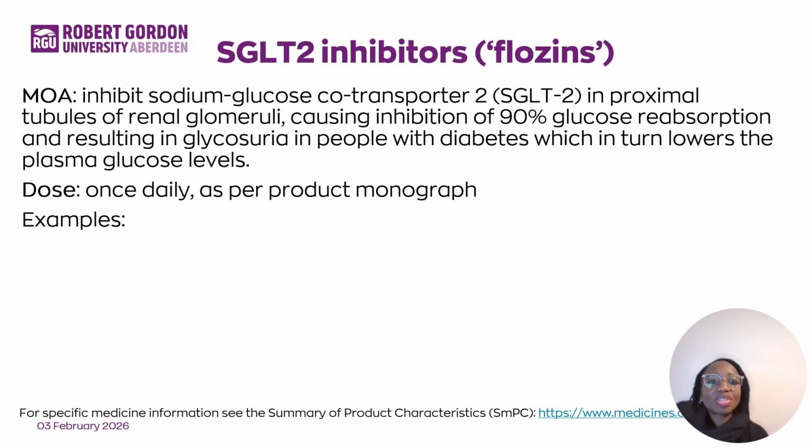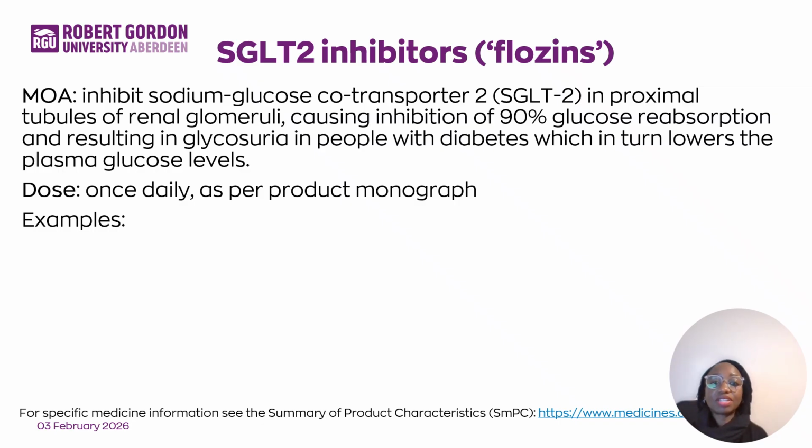Next, we'll move on to the flozins. So these inhibit the sodium glucose co-transporter 2, so the SGLT2, in the proximal tubules of the renal glomeruli, causing inhibition of 90% glucose resorption and resulting in glycosuria in people with diabetes, which in turn lowers the plasma glucose level, so it acts in the kidney.